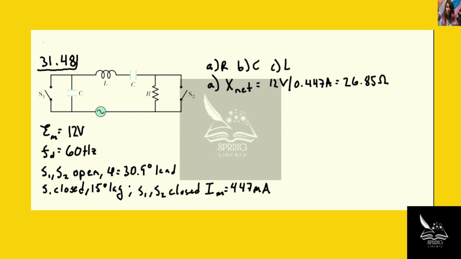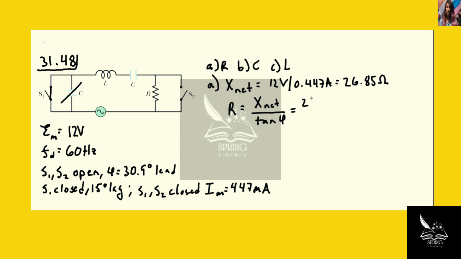Oh, we're not done with that yet. So now if we have switch 1 closed but switch 2 open, this capacitor is still doing nothing. And now we have the same reactance, but it's just now in series with the resistance. And so we have that the resistance is going to be equal to the net reactance divided by the tangent of the phase angle. And we know it's 15 degrees with the EMF leading the current.